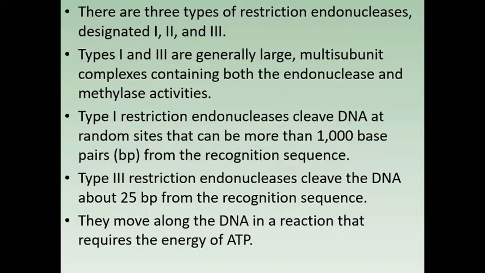So there are three types of restriction endonucleases, designated as 1, 2 and 3. Type 1 and type 3 are generally large enzymes. They contain multi-unit complexes and have two activities, endonuclease and methylase activities. Type 1 restriction endonucleases can cleave a random base within the DNA, more than 1000 base pairs from the recognition sequence. Type 3 generally cleave the DNA about 25 bp from the recognition sequence, and they move along the DNA in a reaction that requires the energy of ATP.